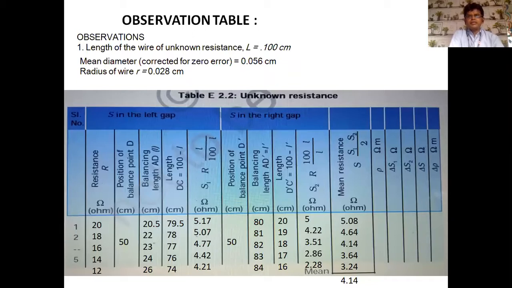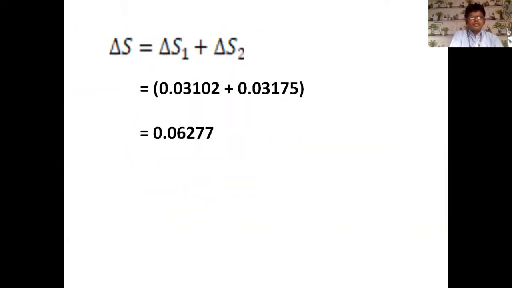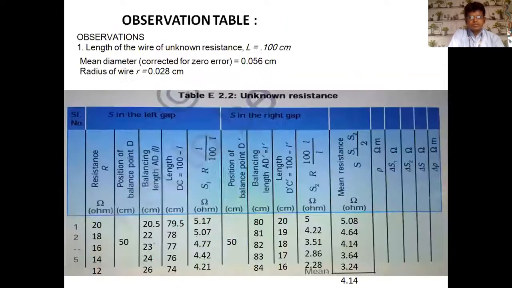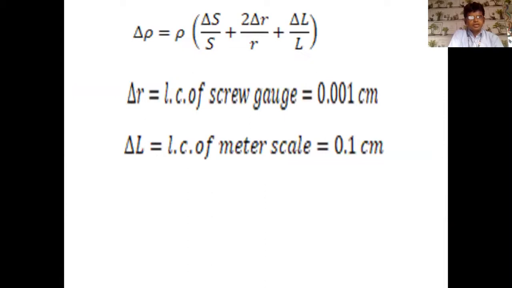Now the final delta P is a common value. It is only one value. So I give you the equation: delta P is equal to P in bracket delta S by S plus 2 delta R by R plus delta L by L. Now in this equation, we have the value of density. How is density possible? It comes from the mean resistance S density. You take its average value, and this value you put in this delta P equation.